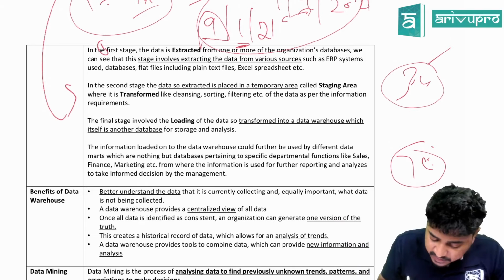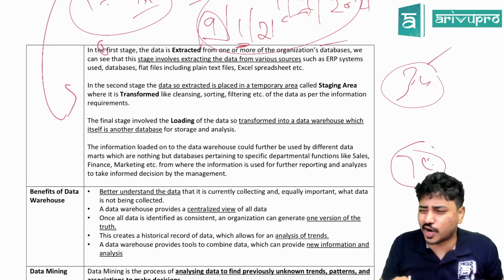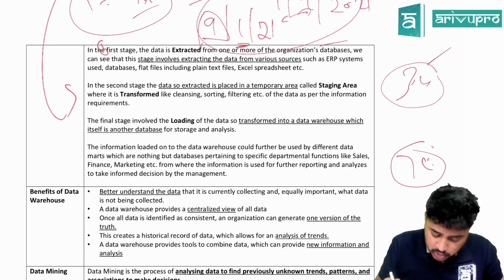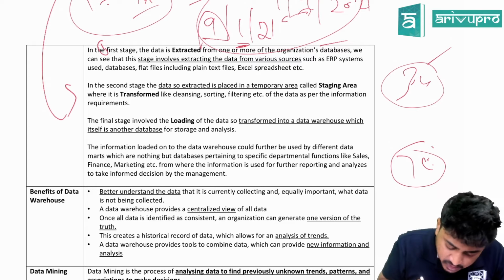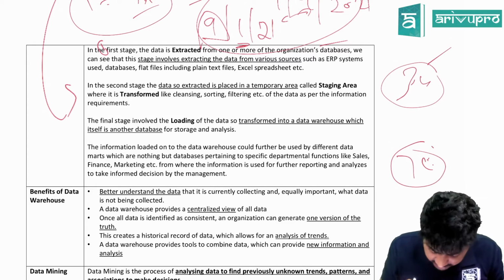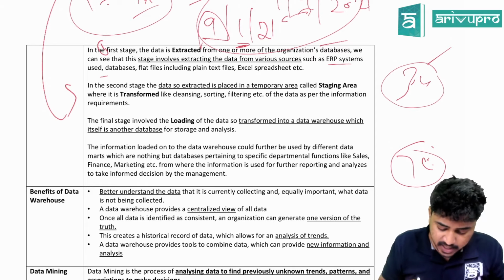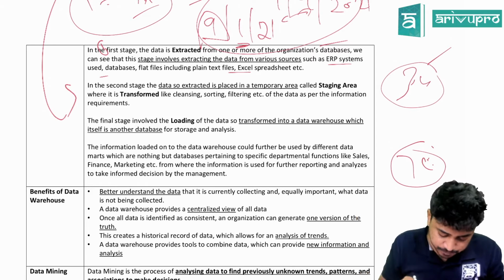So extraction is from one or more organization databases. It need not be from only one database. It can be one or more databases. We can see that this stage involves extracting the data from various sources like ERP systems, databases, Excel sheets, a lot of things.